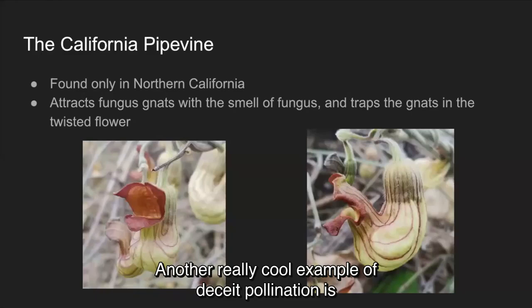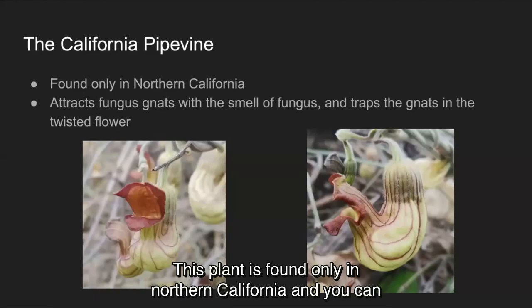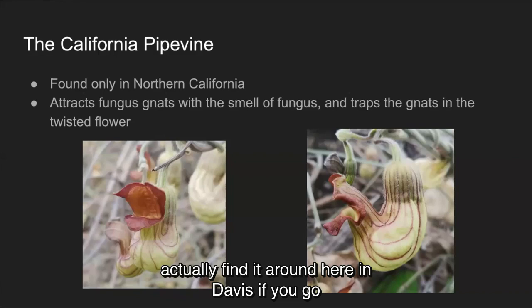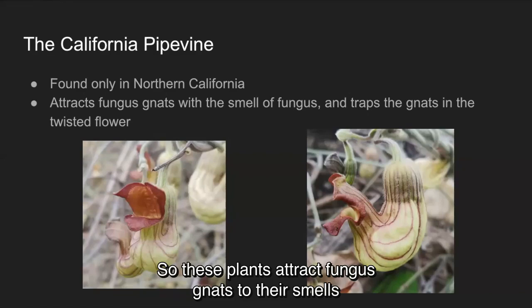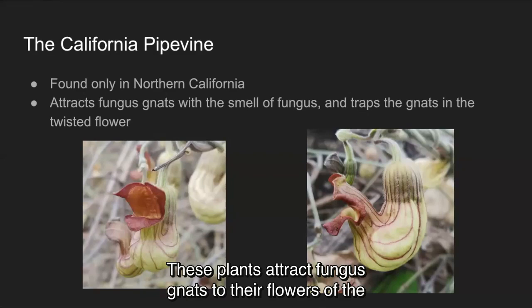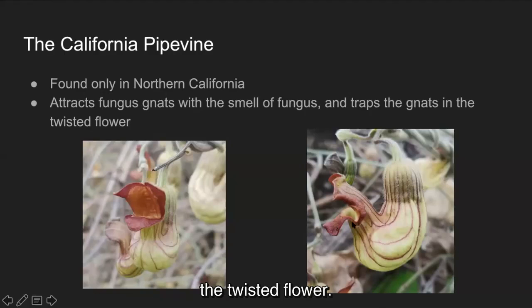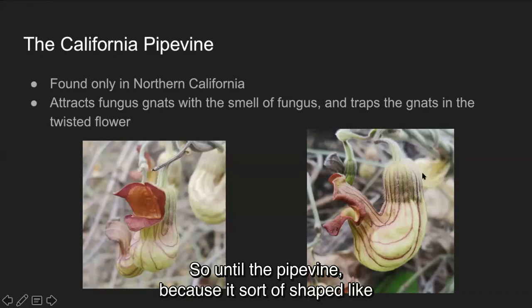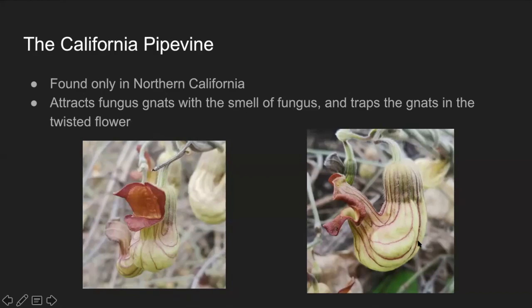Another really cool example of deceit pollination is the California pipevine. So this plant is found only in Northern California, and you can actually find it around here in Davis if you go along Putah Creek. These plants attract fungus gnats to their flowers with the smell of fungus, and the flies become trapped within the twisted flower. So it's called a pipevine because it's sort of shaped like a weird contorted pipe. And the gnats will be trapped within this chamber.